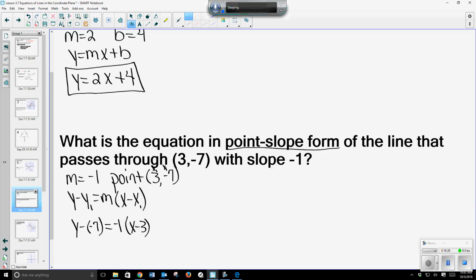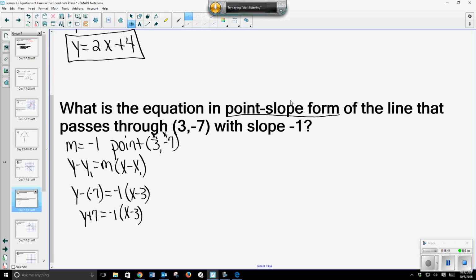You'll want to simplify if you have negative times a negative here. That would be y plus 7 is equal to -1 times x minus 3. Normally we would just put a negative there instead of a -1, but we'll do that later. Right now we're just learning how to put it in that form. Normally you would leave a 1 somewhere that it's understood. So it would be y plus 7 equals negative, open parentheses, x minus 3.